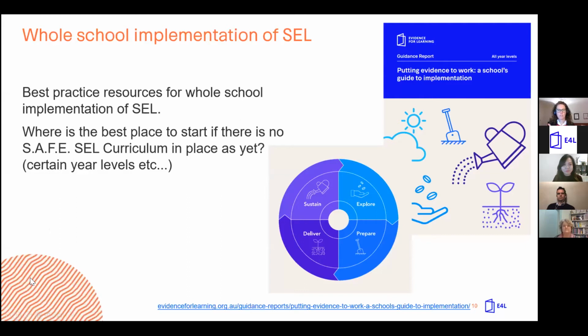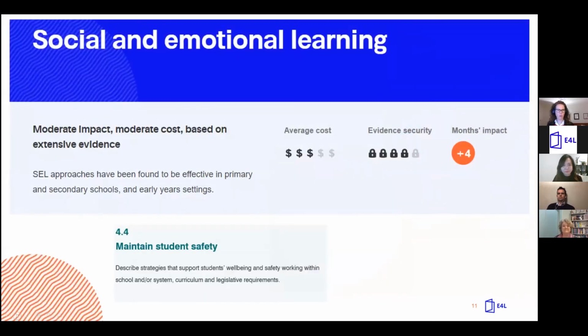The other questions that we received, that we're bundling all together and will respond to in a big block, are around implementation and also talking about the SAFE framework for SEL. Around implementation, we won't go into a lot of detail just because of time. But I've linked out to our guidance report there, which covers implementation extensively. I'm sure that all of you are working with some type of cycle within your school. That's our cycle at Evidence for Learning, which is explore, prepare, deliver, and sustain, which provides a structure to the way that you proceed in your school with implementation of plans.